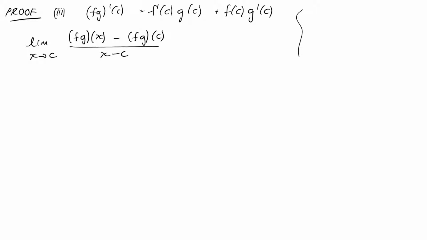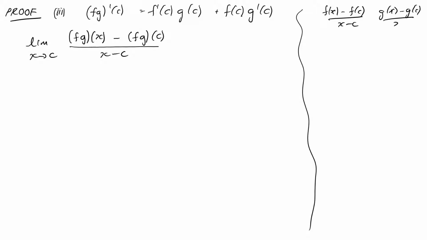And we know that what we're trying to achieve is something involving f of x minus f of c over x minus c, and something involving g of x minus g of c over x minus c, because these are the ones that we know about, since we know these two functions are differentiable. So if we can manipulate our fraction so that we can get these terms out, then we'll be in good shape to finish it off. So the way we do this is we first remember that fg is just f of x, g of x.